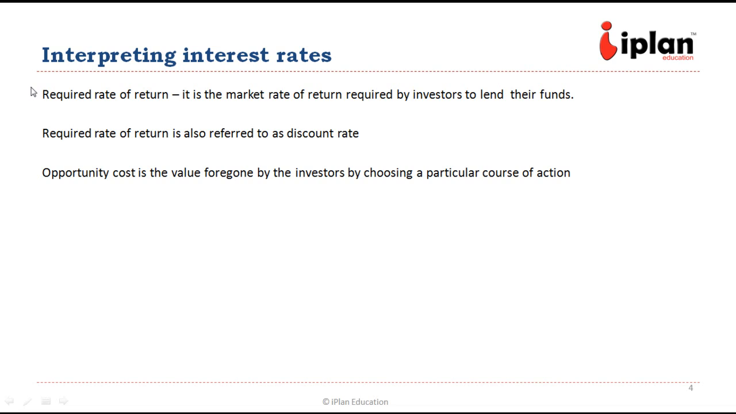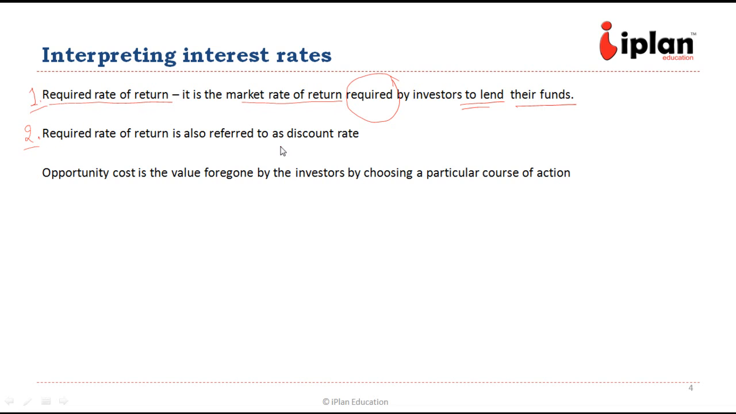These are the three main interpretations of interest rate. First says required rate of return. So this is the rate of return which is required by the investors to lend their funds. So if investors are expecting this amount of return, they will invest the money in the particular project. If they are not expecting this minimum amount of return, they will not be interested in investing.